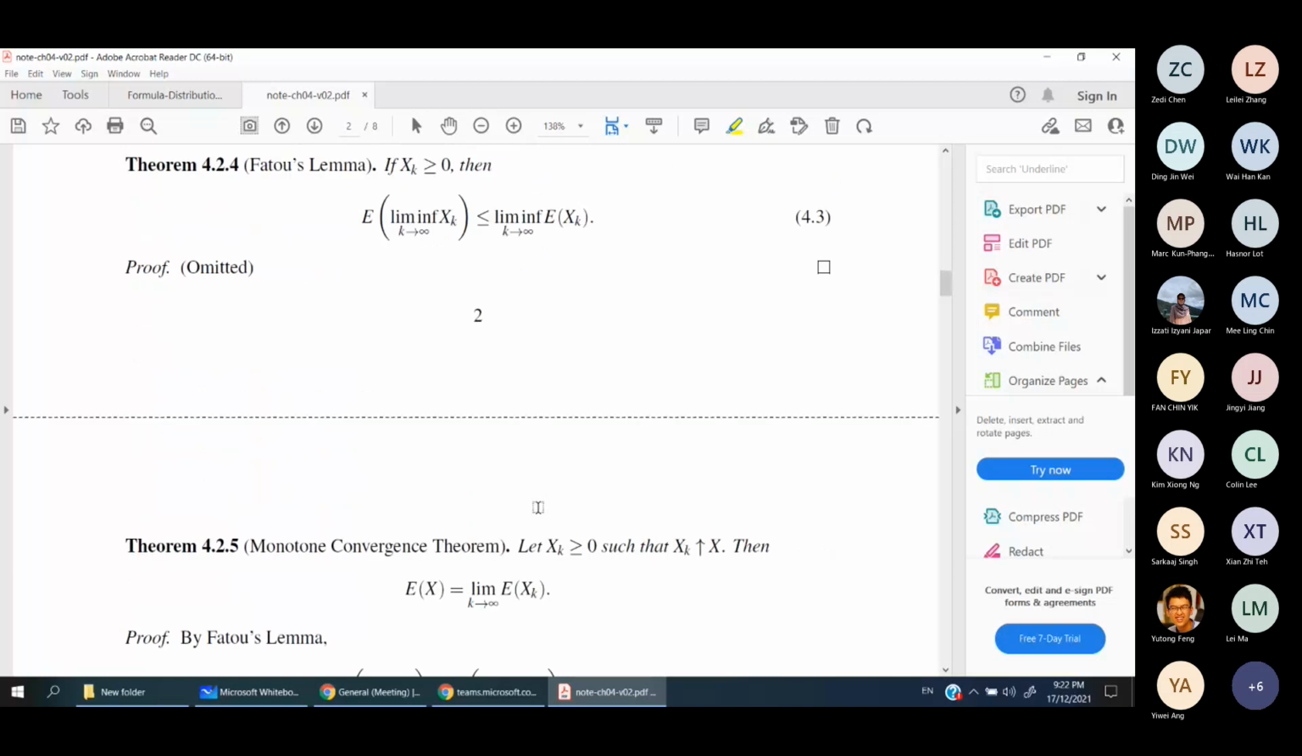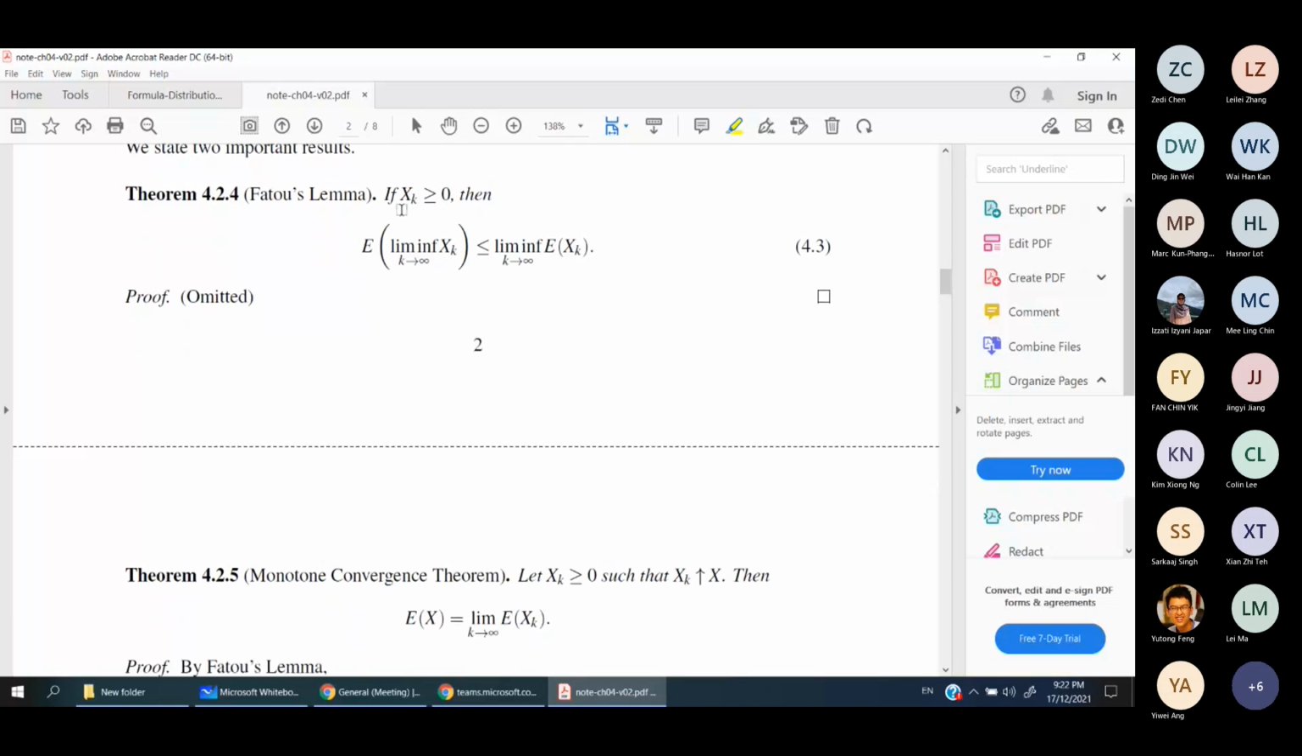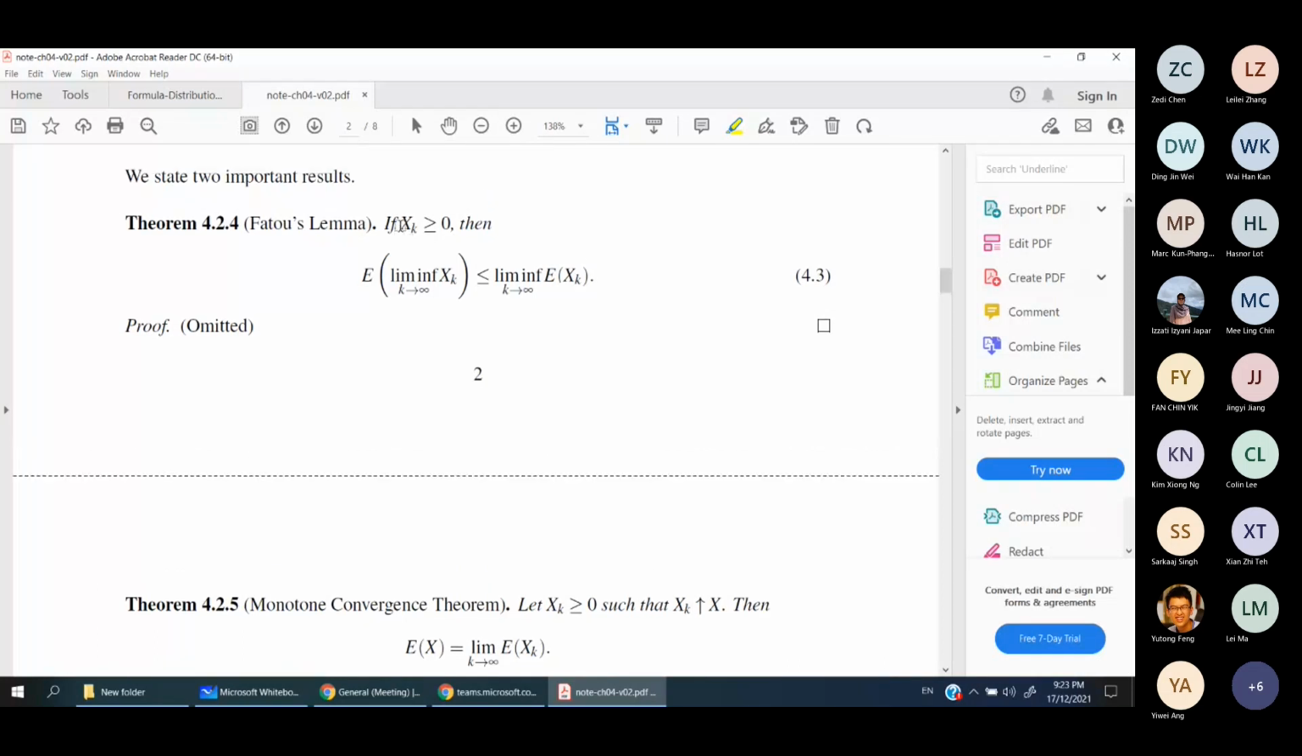And the next one will be the Fatou Lemma. This is an important formula, the so-called Fatou Lemma. We're going to apply this formula quite frequently in the following chapter, so I hope you remember this. If we have a sequence of non-negative random variables Xk, take note, I am using Xk here, which means this X might not be simple. Then E of the limit inferior of Xk will be less than or equal to the limit inferior of E of Xk.